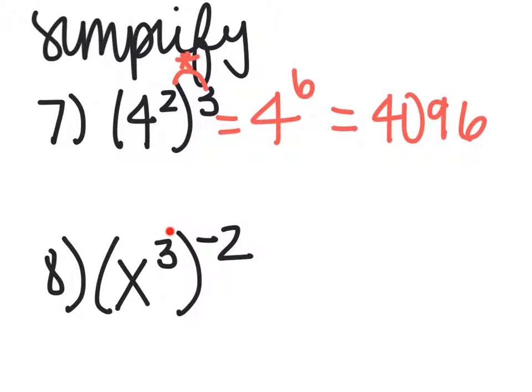Lastly, I have number 8, which is x to the 3rd to the negative 2nd power. So again, I have a power to a power, so I'm going to multiply those in. So 3 times negative 2 is going to give me x to the negative 6th.